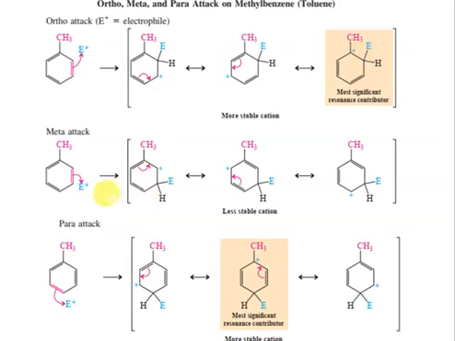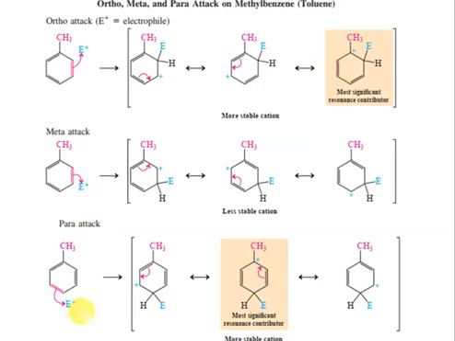Now let's consider the meta product, right? In case this electrophile is approaching at meta position here, you get a positive charge here, positive charge here and positive charge here. You can see that all of these carbocations that are forming are secondary, right? The secondary carbocations are not as stable as the tertiary carbocation.